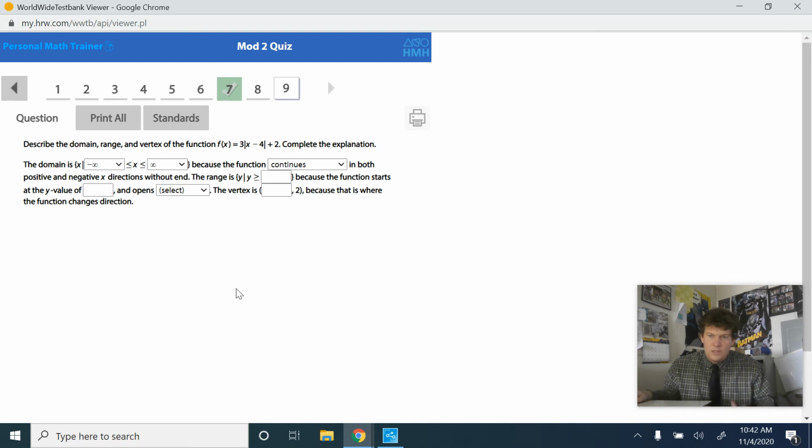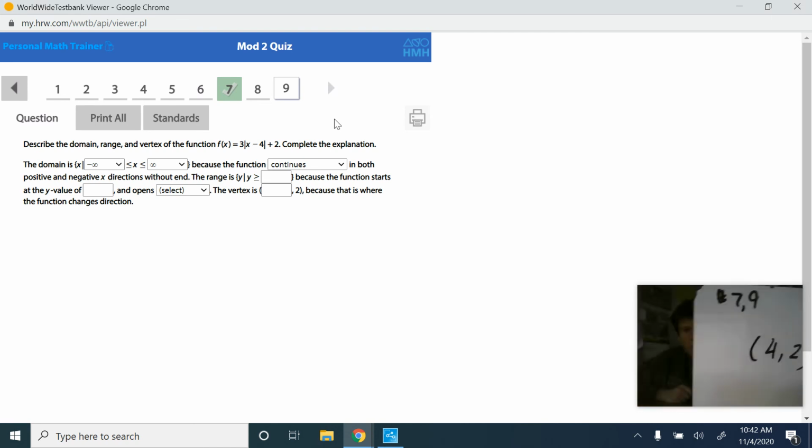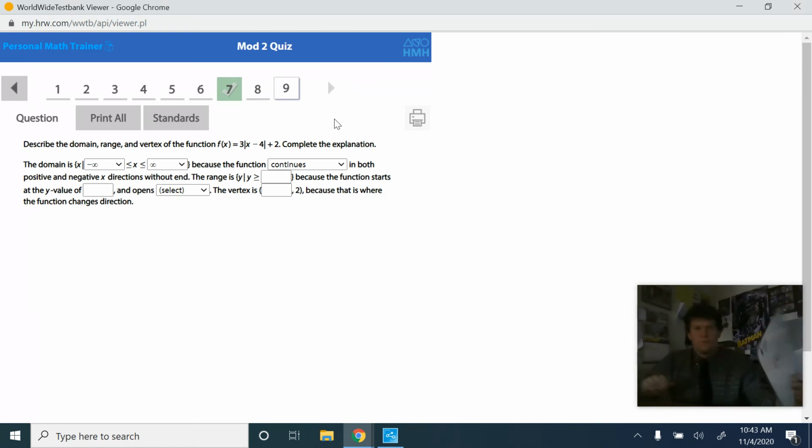Now, the range is where the y values are. The absolute values have a vertex point. That vertex point is basically where it's shifted. In this problem, I'm shifted with that -4 inside. So that means I'm 4 to the right, so positive 4. And then it's +2 on the outside, which means I shifted up 2. So that's a positive 2 shift, which tells us that we should have a vertex at (4, 2).